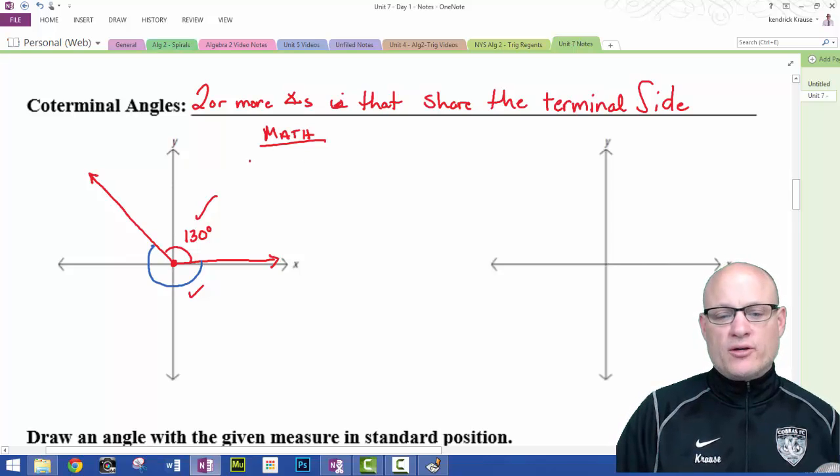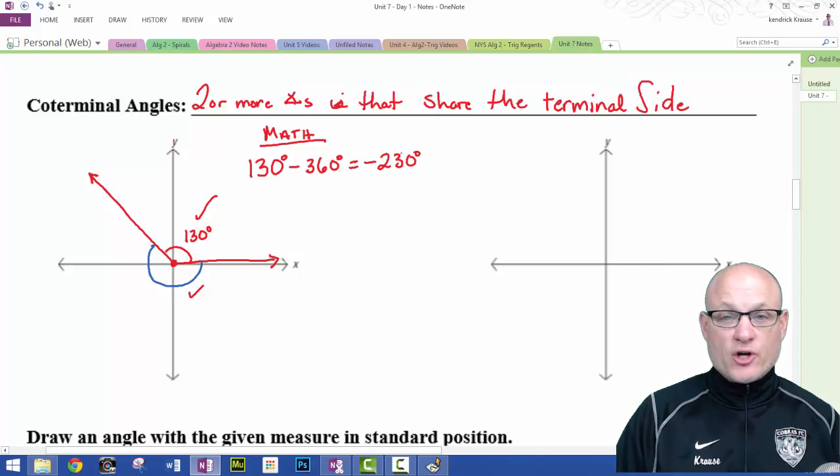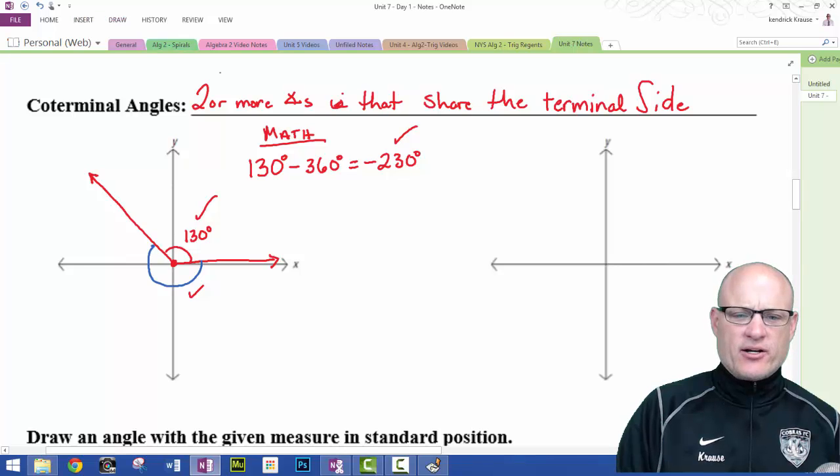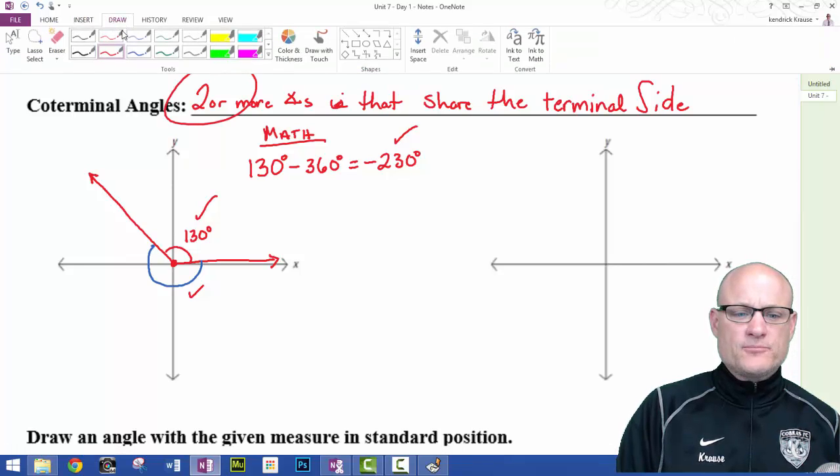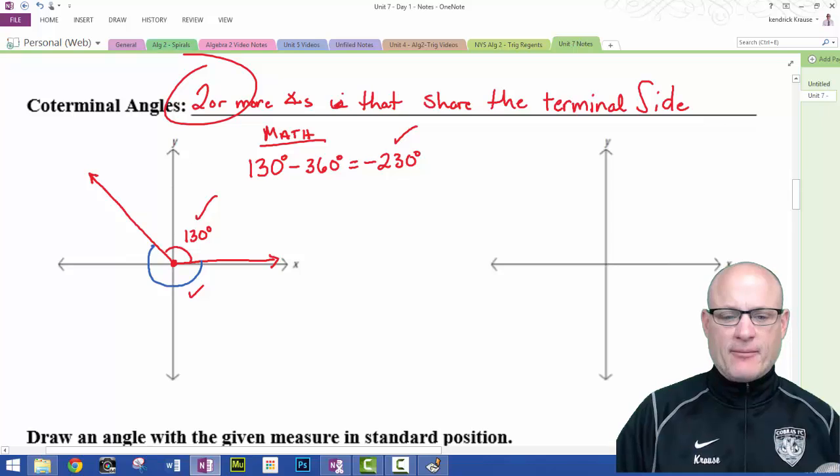What we'll do is we'll take 130 degrees, and we'll just subtract off 360 degrees. And when you do that, you get negative 230 degrees. So my first coterminal angle would be negative 230 degrees. But I said first, right? And in here I even said two or more. So there could be an infinite number.